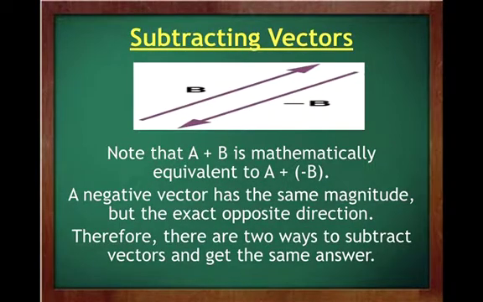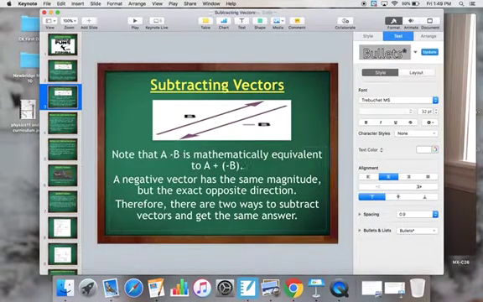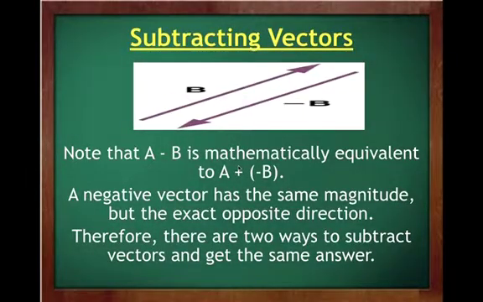Noting that a plus b, sorry, that should say a minus b. That's a typo. I'm going to edit that right now. Noticing that a minus b is mathematically equivalent to a plus negative b. So we can really just use the same method of adding vectors with subtracting vectors, but noting that when we go to draw that second vector using that tip to tail method, we would draw it in the opposite direction. Same value, same magnitude, but in the opposite direction.